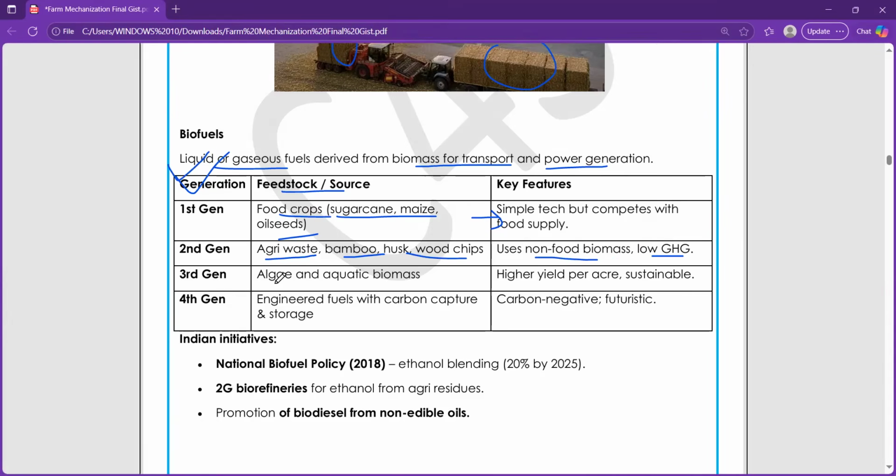Then third generation uses algae and aquatic biomass as feedstock. They have higher yield per acre, and they are of a very sustainable nature. And the last, fourth generation, is engineered fuels with carbon capture and storage. They are carbon negative, and they are of a futuristic nature.